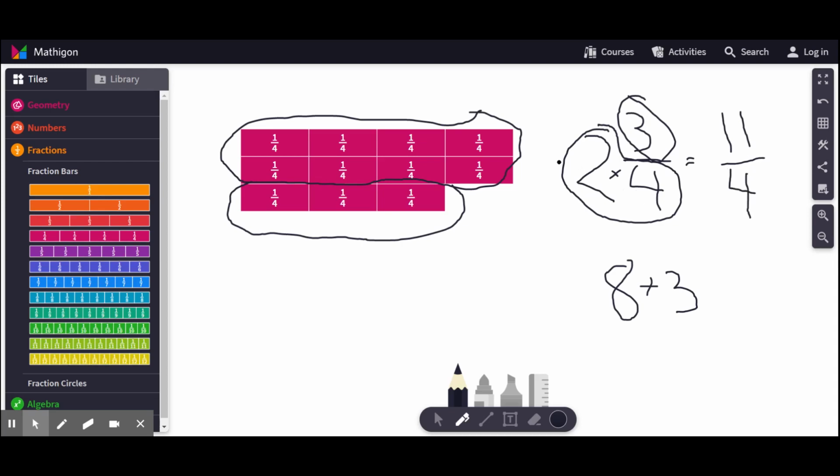So that's how we rename. Again, take the denominator and multiply it by the whole number. We take the wholes and break them into fourths, so 2 wholes times 4 pieces gives me 8 pieces. Then I add the other pieces that were left over in my numerator, and that gives me my total amount of pieces. Hopefully this video helps you with renaming.